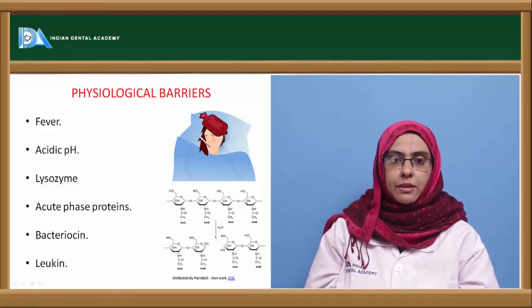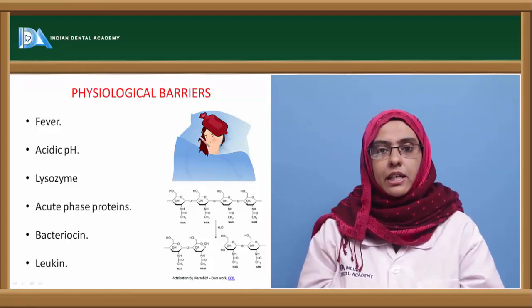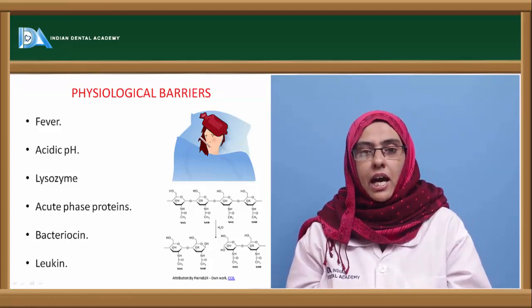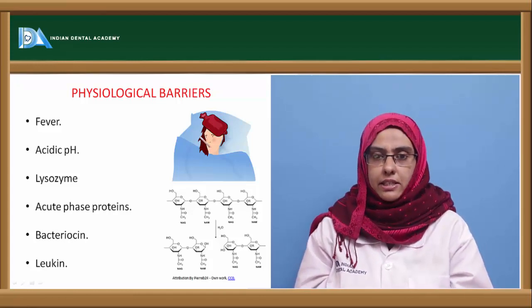And next is the acidic pH. The pH of the skin and the pH of the stomach contents are usually acidic in nature, which is harmful to microorganisms, and microorganisms get easily killed by acidic pH.